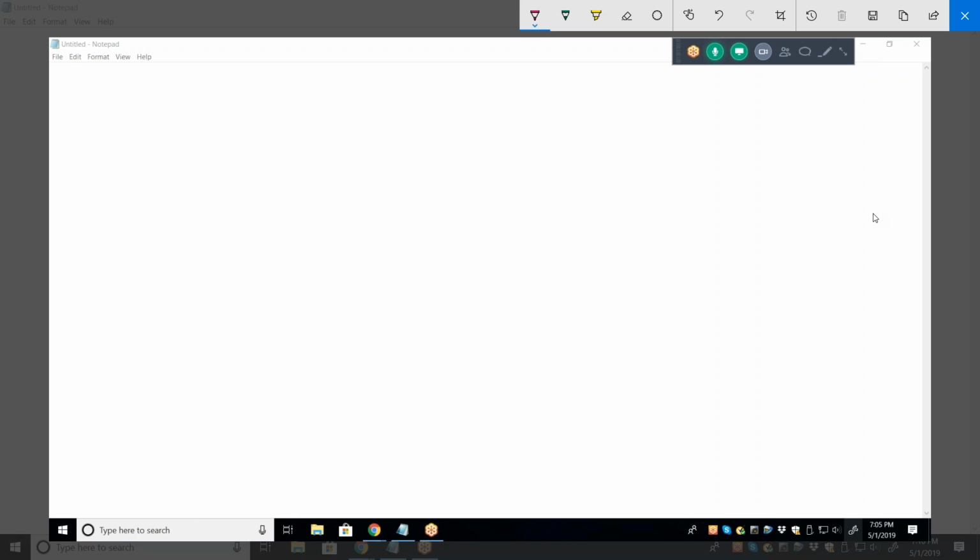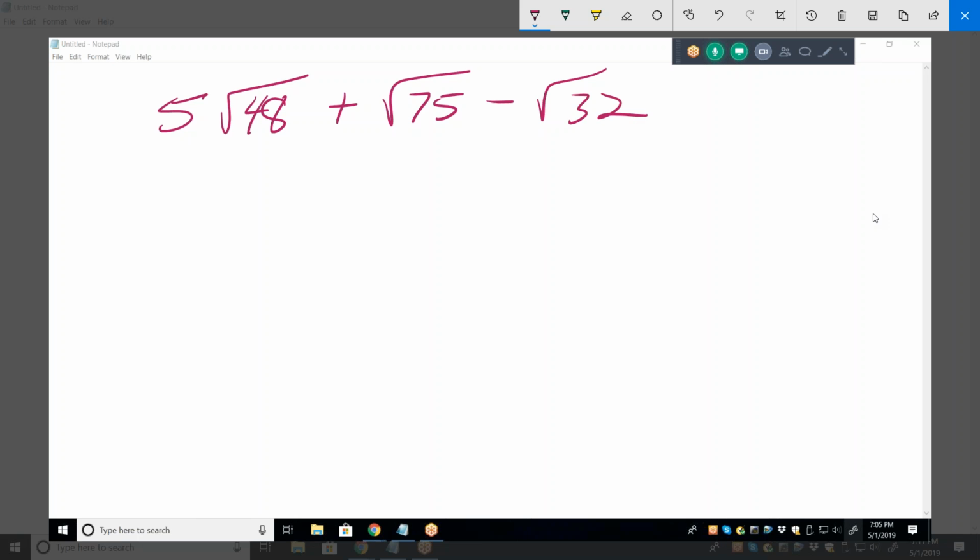Here's one, I guess. So the question is, simplify. So this is just simplifying the radicals. So it'd be 5 root 48 plus root 75 minus root 32. Like that? Yeah. Okay.